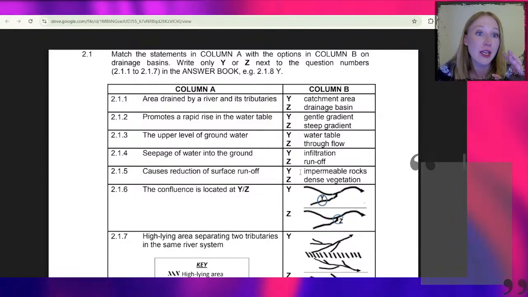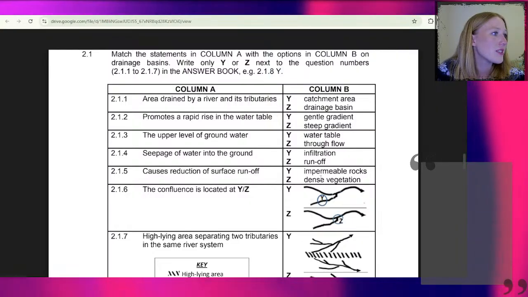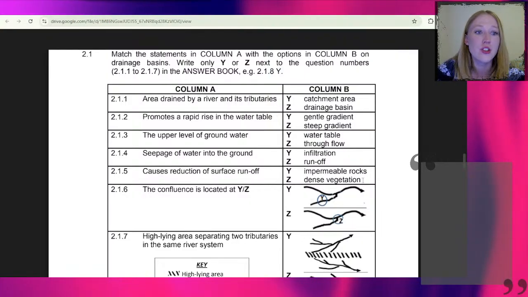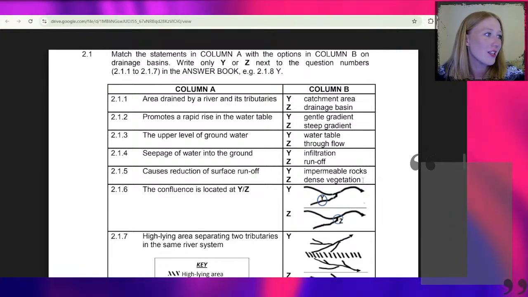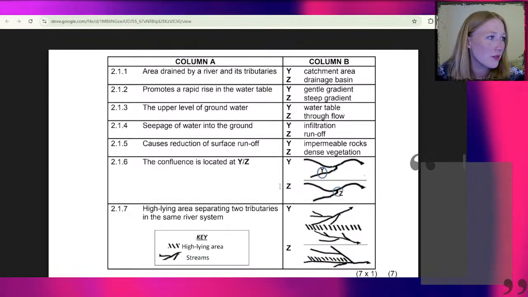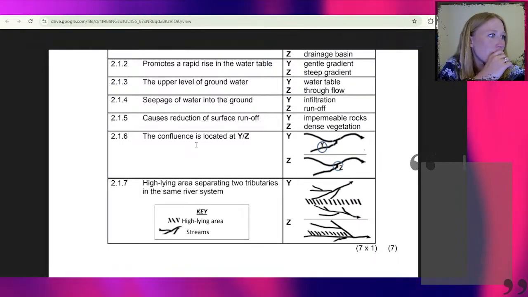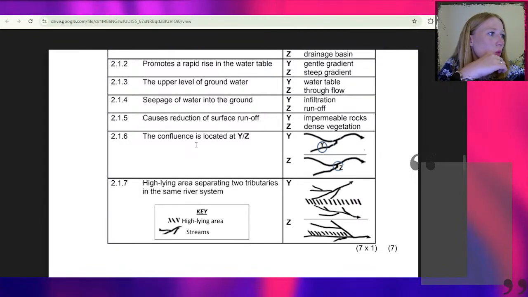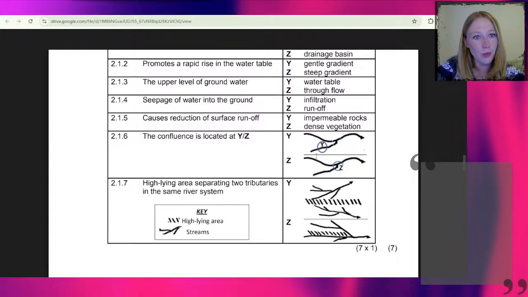Impermeable rock. So, okay, impermeable rock means that it can't infiltrate. Dense vegetation. Vegetation would slow down the water and give it time to infiltrate. So definitely Z, dense vegetation. The confluence is located at Y or Z? Z, because the confluence is where the two merge.